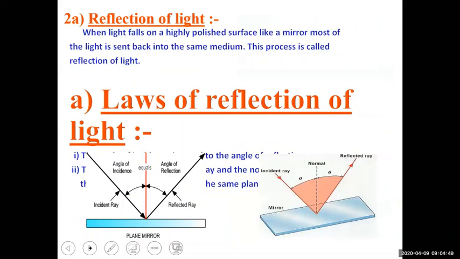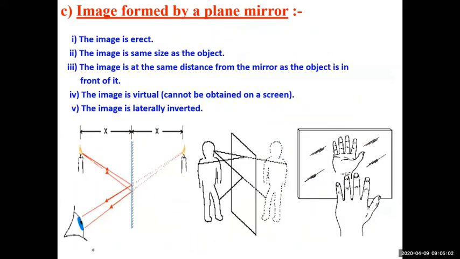Okay, next part was, if you remember, this was the process we had seen, plane mirror, and this was the normal and everything. Then how we can get the image formation. Suppose it's a candle, I had shown you how they are, and then the characteristics also. 5 characteristics, image is erect, same size. So the lateral inversion, already we have seen all these things.